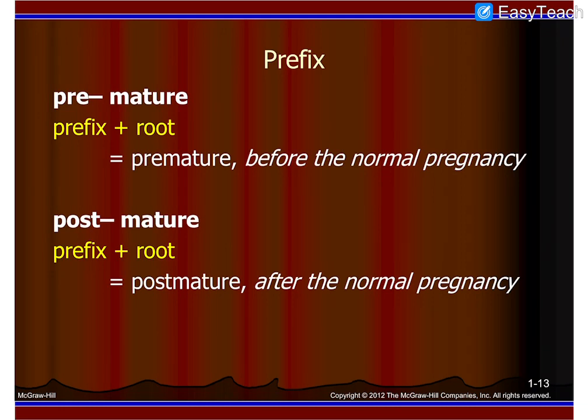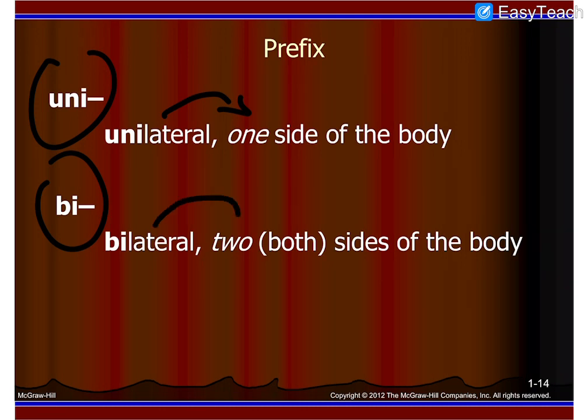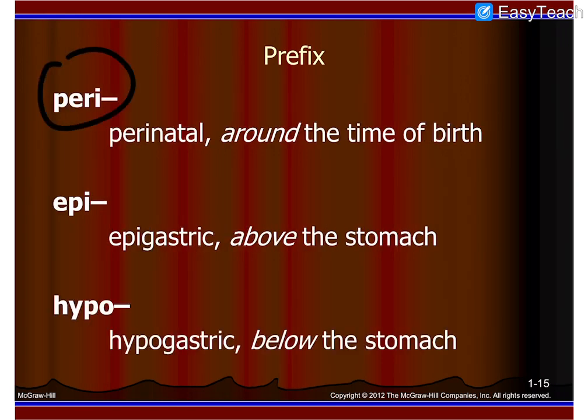Then oppositely, if we're talking about the prefix of post and the root of mature, postmature is after the normal pregnancy. Other prefixes you might have seen before include uni and bi. Unilateral, one side of the body. Bilateral, two or both sides of the body.